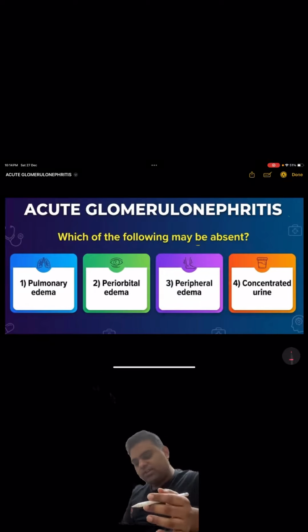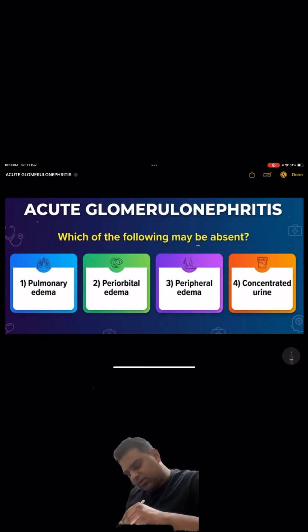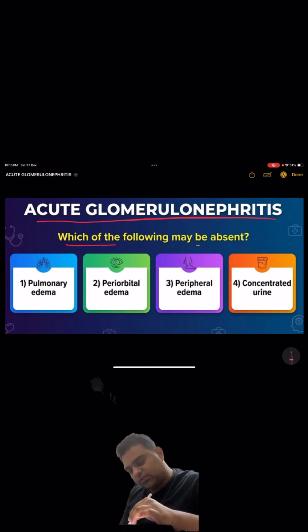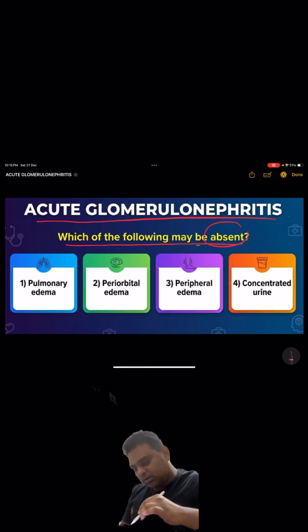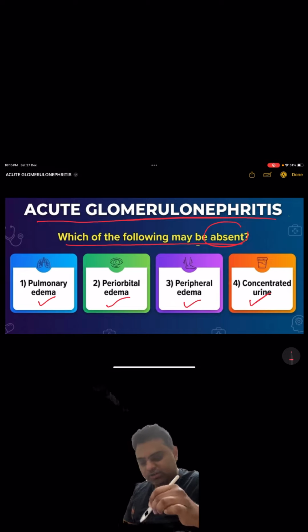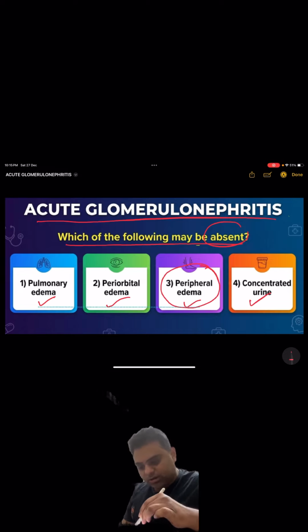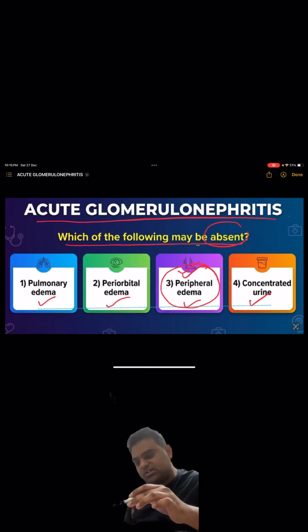So we have this question of acute glomerulonephritis, where the question is, in acute glomerulonephritis, which of the following may be absent? Options are pulmonary edema, periorbital edema, peripheral edema, and concentrated urine. So the answer is peripheral edema. Now we have to understand why this is the answer.